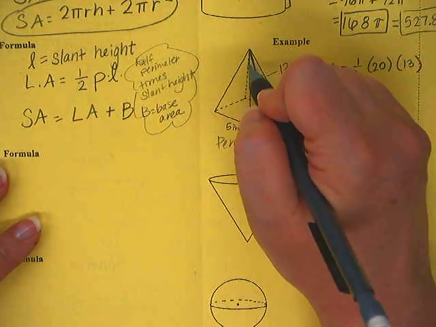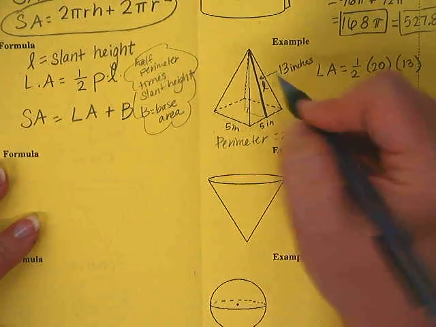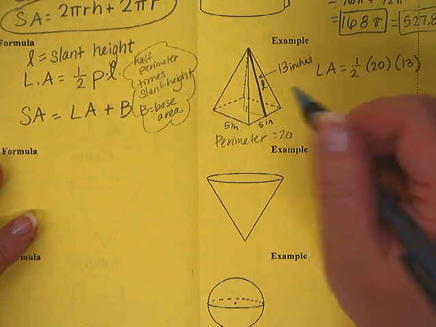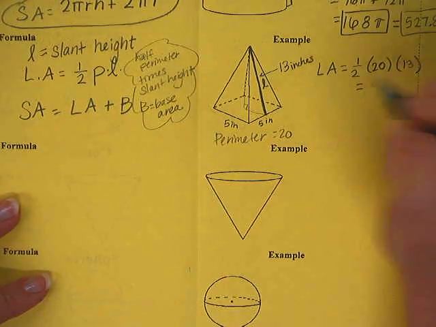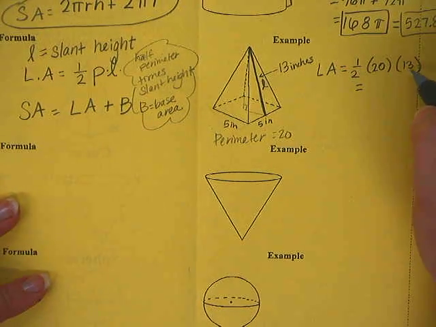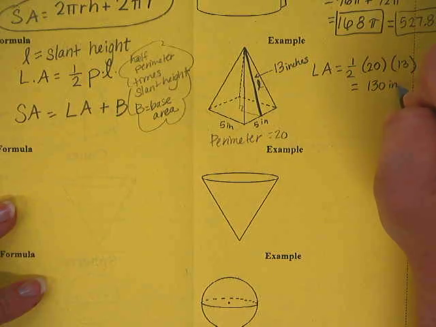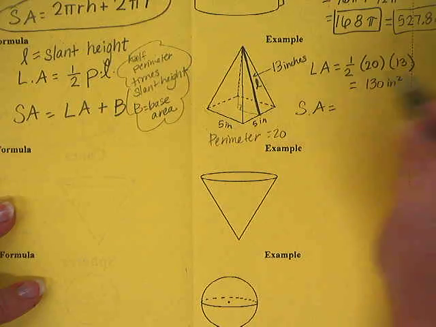Okay, I already gave you the slant height. What's the slant height? 13. Sometimes you actually have to find the slant height because they'll give you the height and you have to use Pythagorean Theorem to find it. Just warning you. There's a few problems you have to use Pythagorean Theorem on. So that makes it a little tricky. Okay, so let's multiply this out. Half of 20 is 10. What's 10 times 13? 130. So that's 130 square inches.